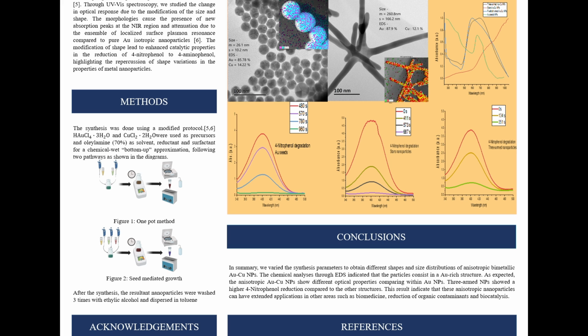In this synthesis, we modify such parameters, and we also compare two pathways to obtain anisotropic nanoparticles made of gold-copper. One of them is the one-pot method, in which we mixed the precursors and oleylamine, and by heating this mixture for a certain time, we obtain a structure.